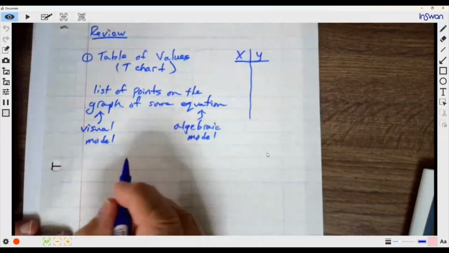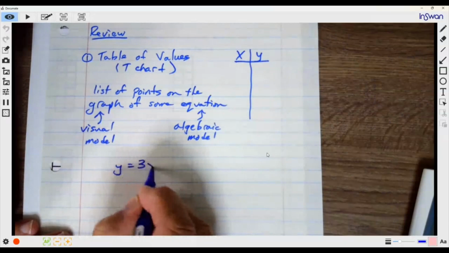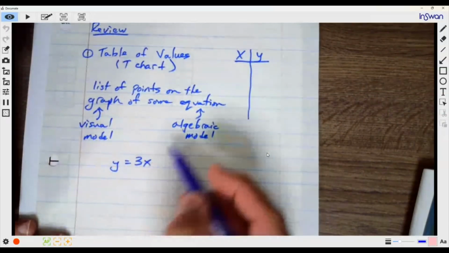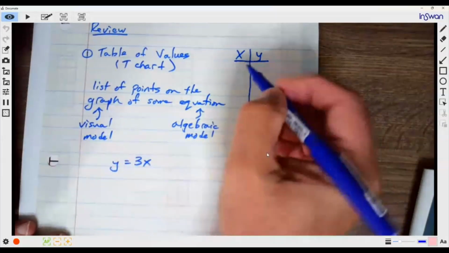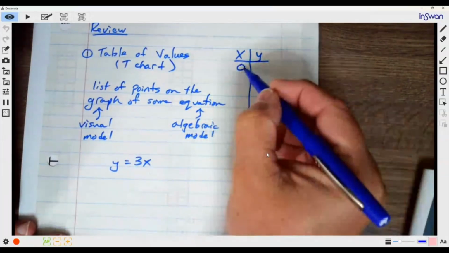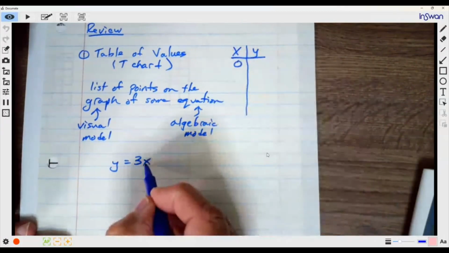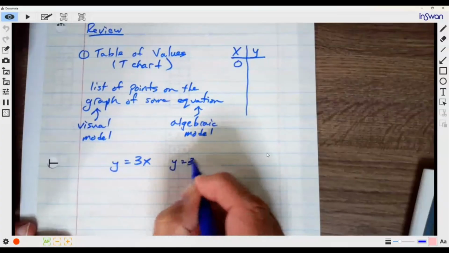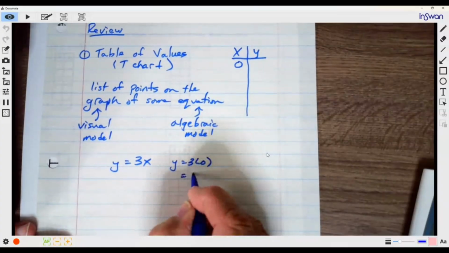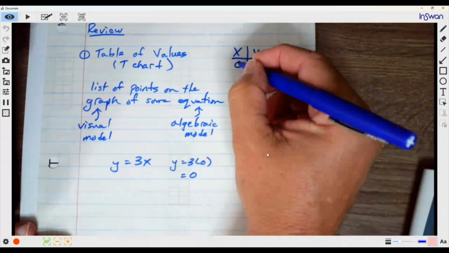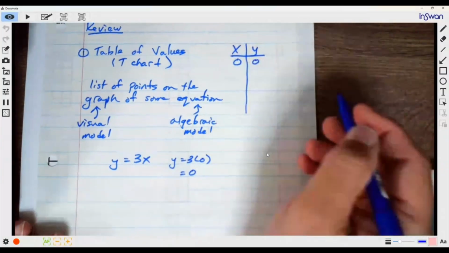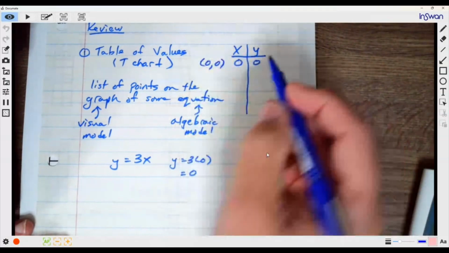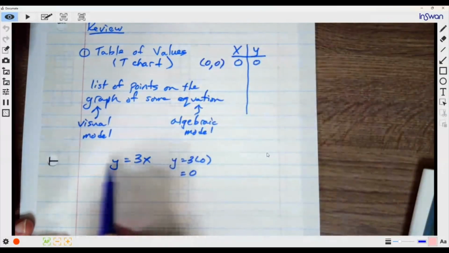So we looked at things like if we had the equation y equals 3x, and we picked x values, for example, 0 for an x value, and we plugged that x value in for x, and we got y equals 3 times 0. 3 times 0 is 0. So when x is 0, y is 0.